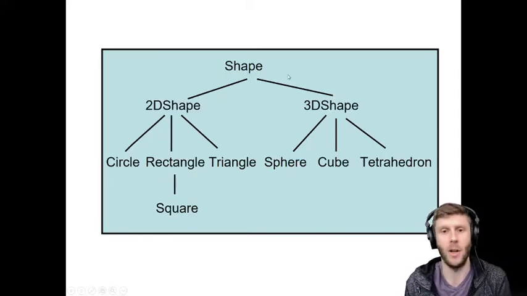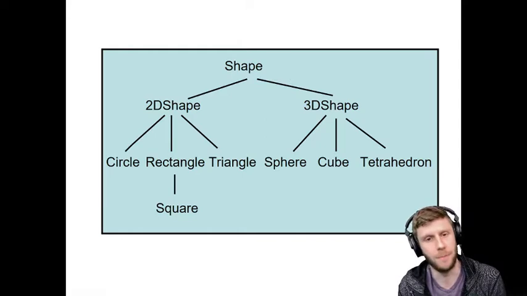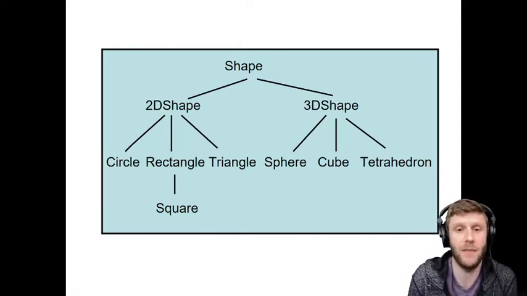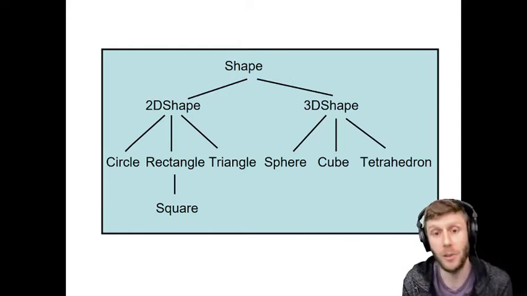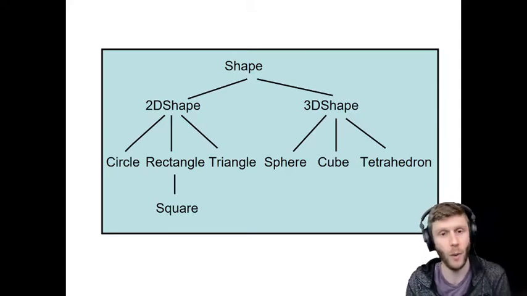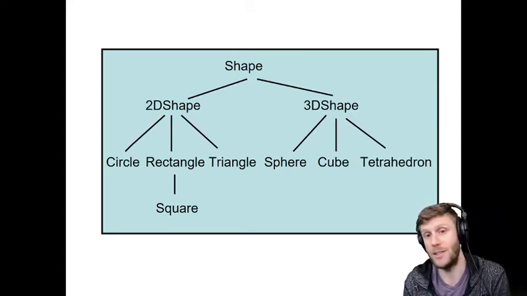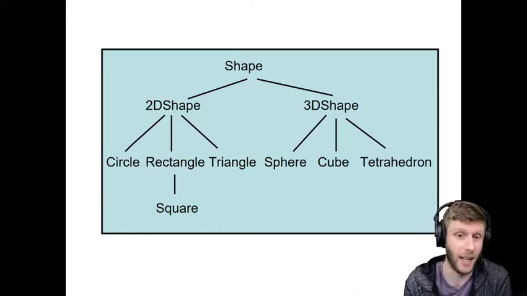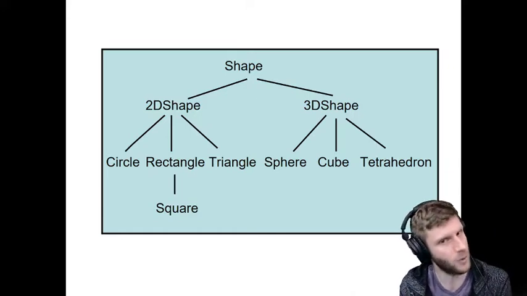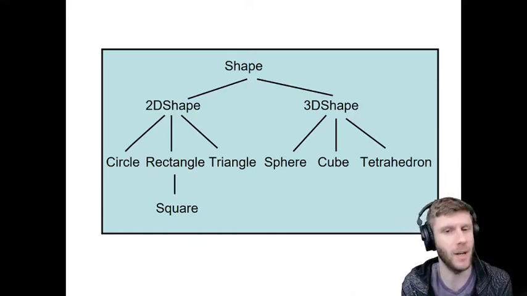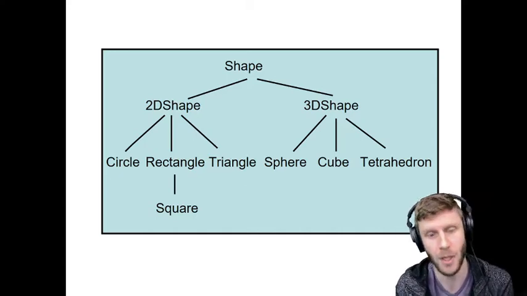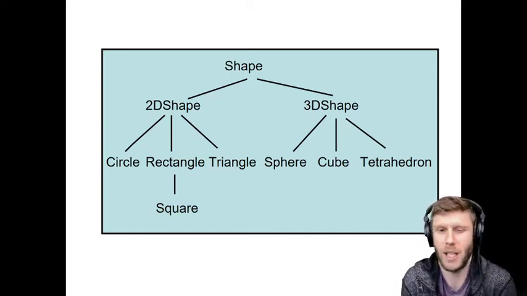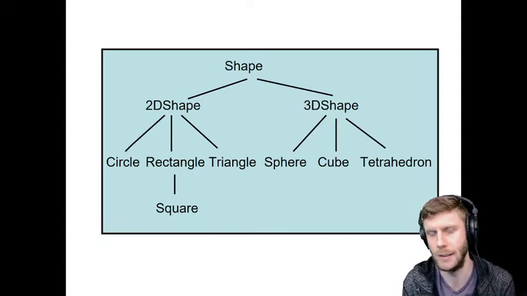Or shapes. I could have 2D shapes and 3D shapes maybe. And then under 2D shapes, I have circles, rectangles, and triangles. Under rectangles, I have a special rectangle called a square. So a square is a shape, it's a 2D shape, and it is a rectangle. But a rectangle is not a square. I mean, it might be, but there's no guarantee. And a 2D shape might be a rectangle, but it could be a circle or a triangle.